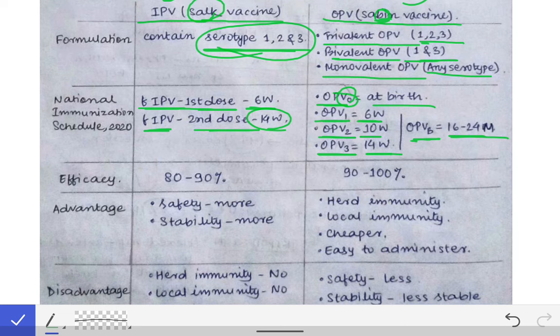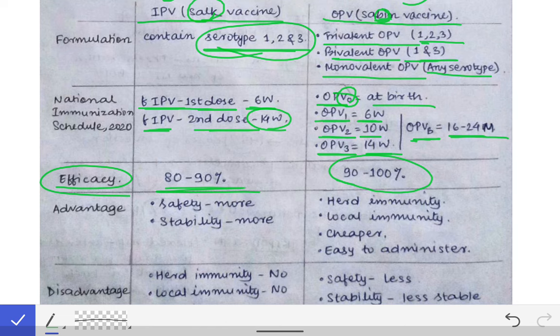Now coming to the efficacy part. So the IPV is 80 to 90% efficacious, while the OPV has much greater efficacy. That is, its efficacy varies somewhere in between 90 to 100%. So OPV has superiority in efficacy over IPV.